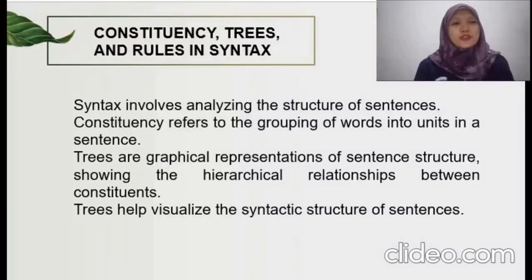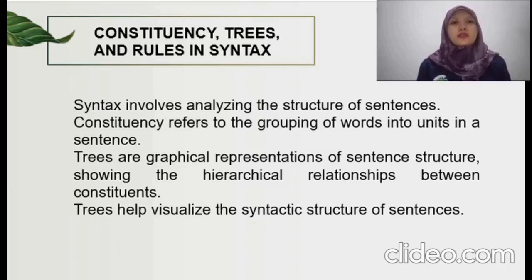And now we are going to talk about constituency, trees, and rules in syntax. When we study syntax, we look at how sentences are put together. Instead of just looking at the single words, we break down sentences into smaller parts called constituents. These constituents are then grouped together to form larger parts, which eventually make up a full sentence.